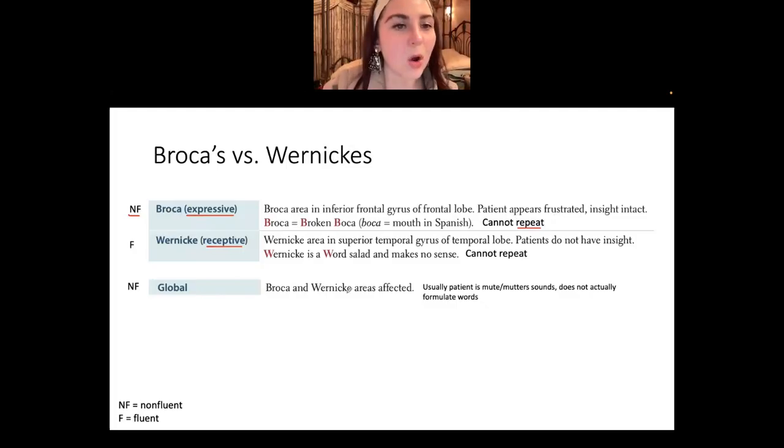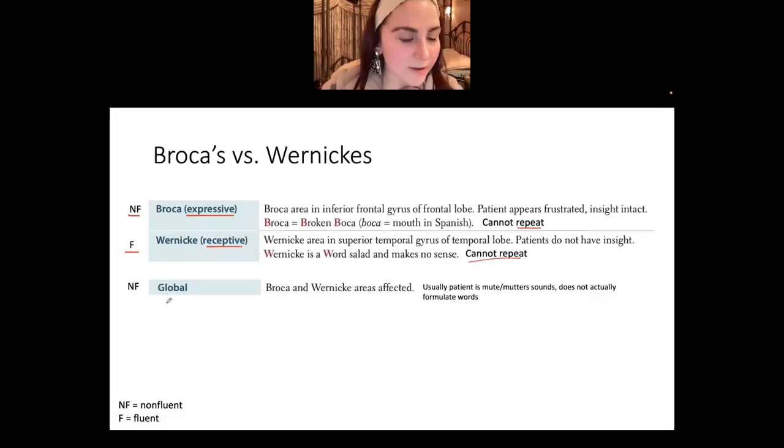So you can't repeat. Wernicke's is a fluent aphasia, and it's a receptive aphasia because the reception of the information is the problem. Speaking's not the problem. There's no problem with expressing. Kind of everything we've talked about, and again, also cannot repeat because we're hitting one of these areas.